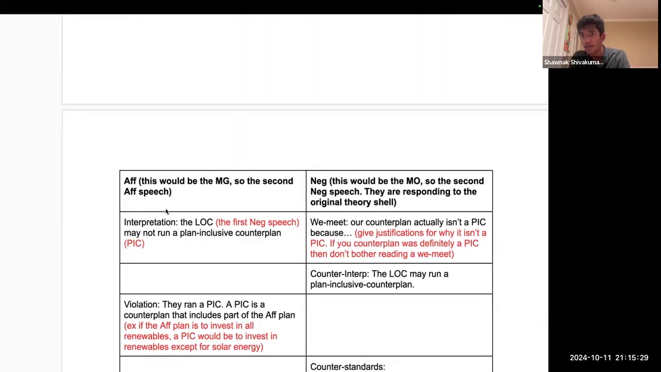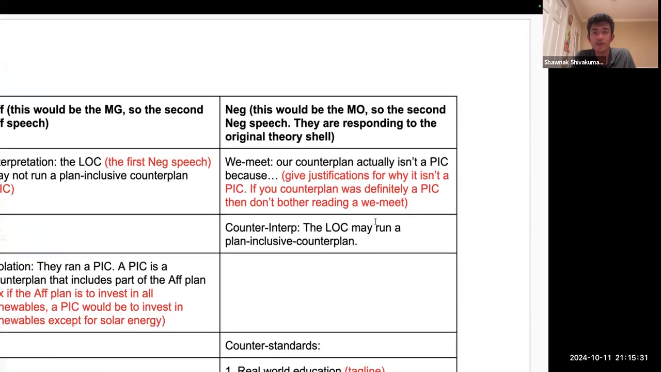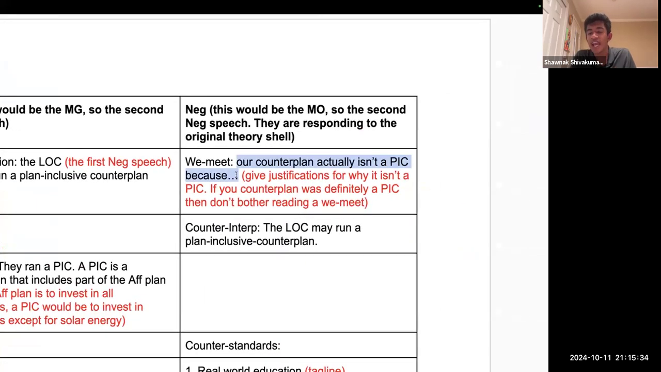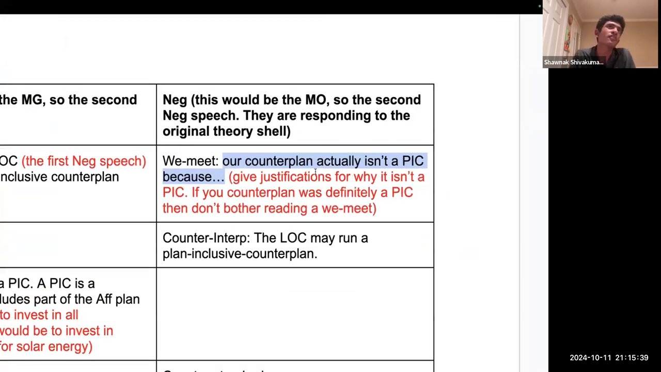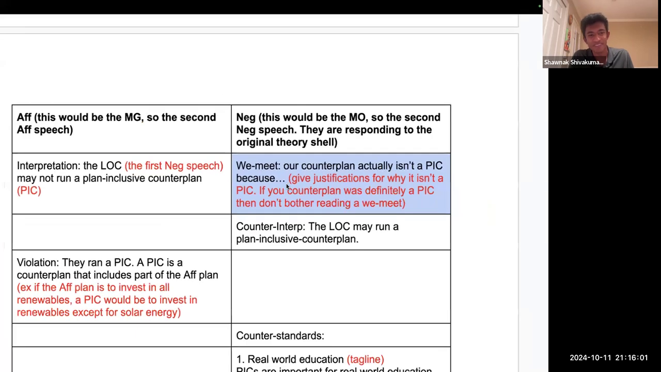So responding. Now let's say this is run on you. Now you want to respond to it. First, we meet. Our counterplan isn't actually a pick. Because, I don't know what you would do in that case. Like it's not a pick because scissors are actually a really, really big part of, like, there's actually no way to we meet this. But most shells you'll be able to we meet. But yeah, this is kind of cooked.